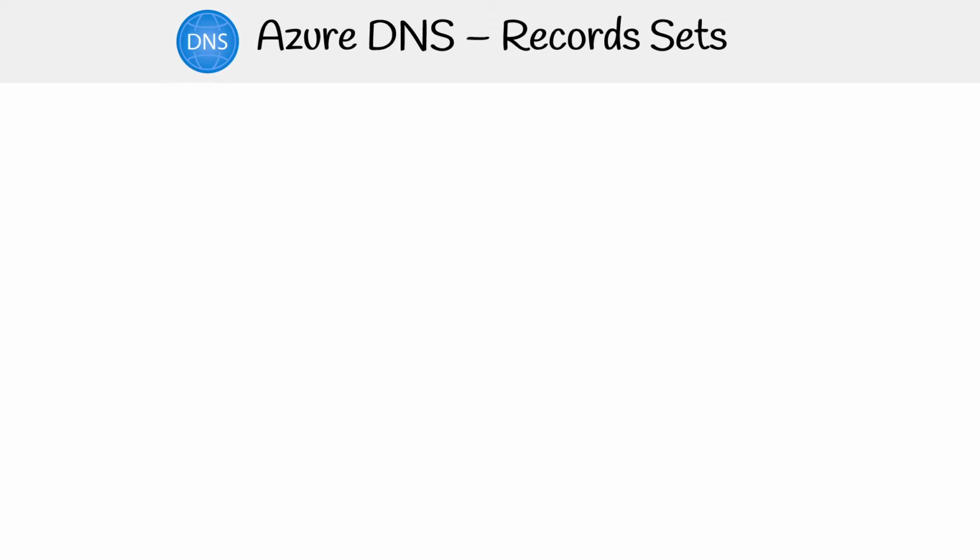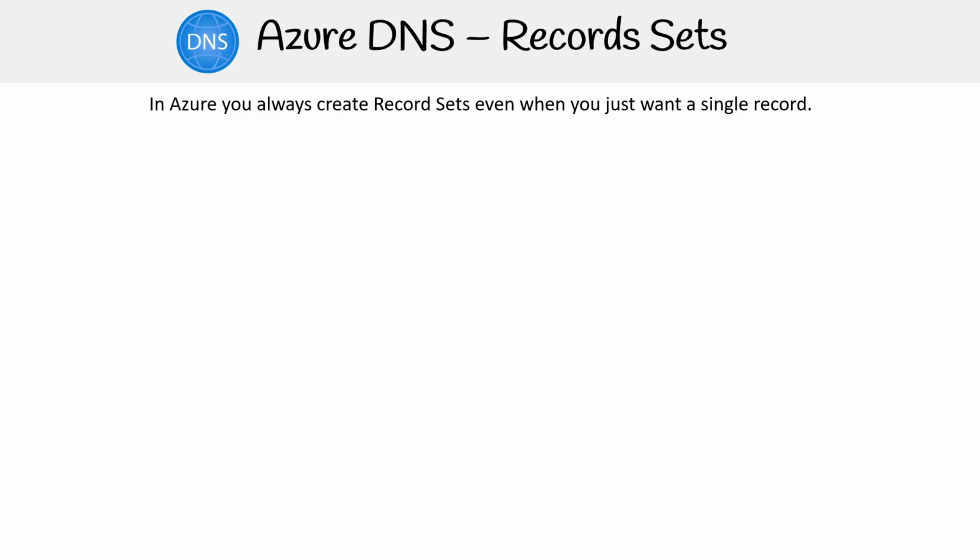Let's take a look at record sets because this is where all the magic happens for Azure DNS. And I just want to remind you again that you don't create individual records, you create record sets, which can just contain a single record or multiple records. And the first thing you're going to need to do is name your record. And it's not like naming other services because it's all about your domain.